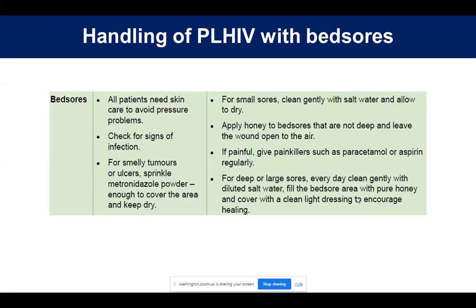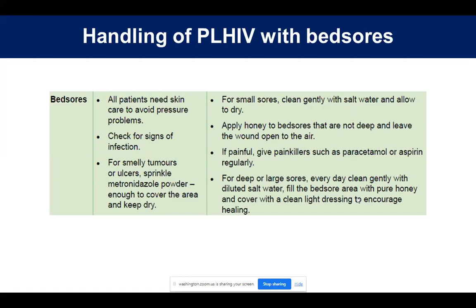Bed sores. The terminally ill patients, those who are bedridden, should be checked for bed sores. If the patient is having pressure at a certain area like the shoulders, the heel or the buttocks, check for signs of infection. For smelly tumors or ulcers, sprinkle metronidazole powder over it, cover and keep the area dry.